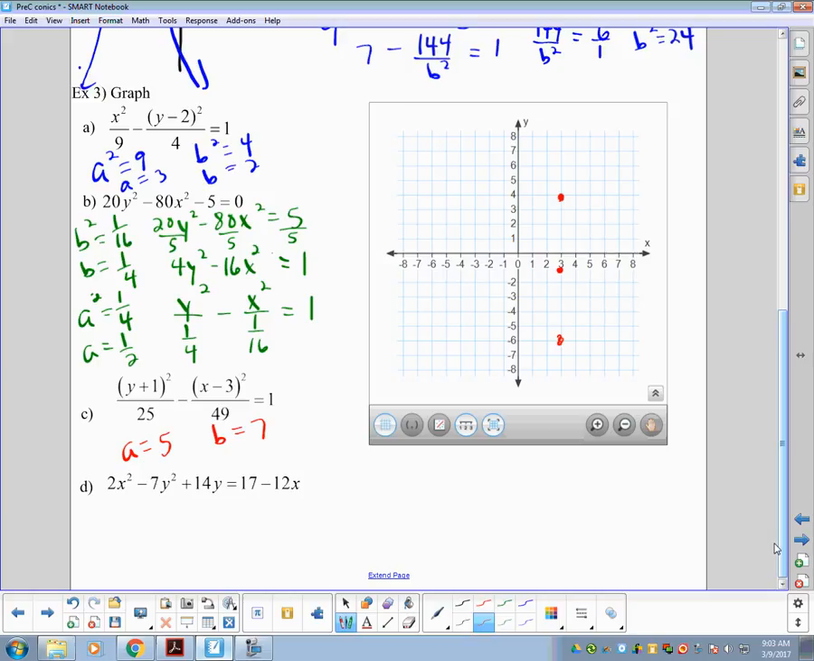I can't zoom out anymore here. It'll change my scale to go by 2s. I don't want that. So we'll estimate as best we can. 1, 2, 5, 6, 7 is about out here. 1, 2, 3, 4, 5, 6, 7.